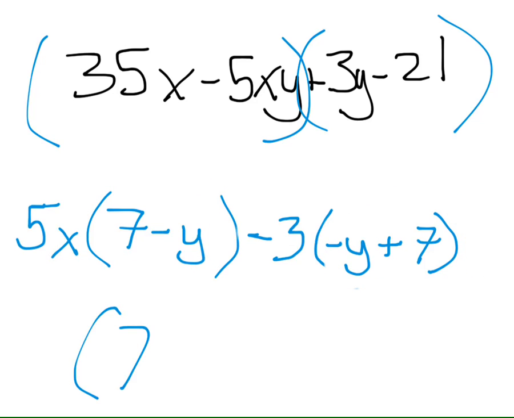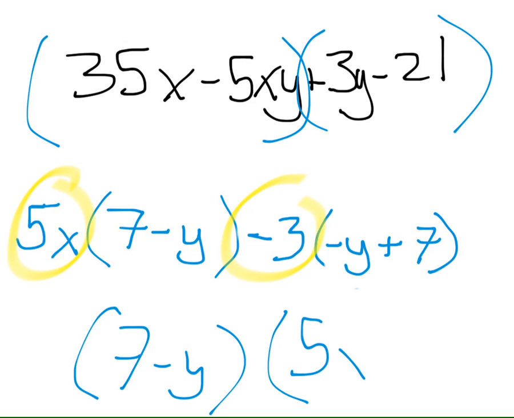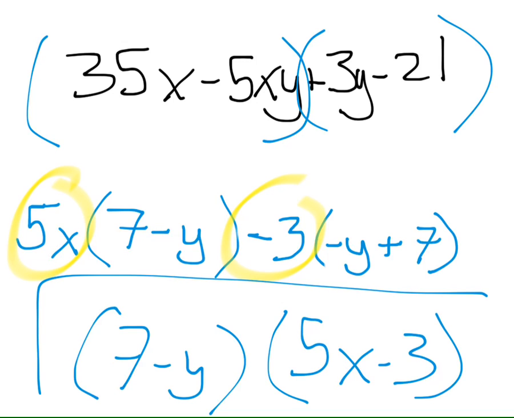So one binomial is going to be 7 minus y. Again, if you wanted to write it as this, negative y plus 7, you could. The other binomial is going to be what you factored out, 5x minus 3. Again, if you wrote this one like this instead, that's perfectly fine, because ultimately when you FOIL it, it doesn't matter. You're going to get the same thing back.